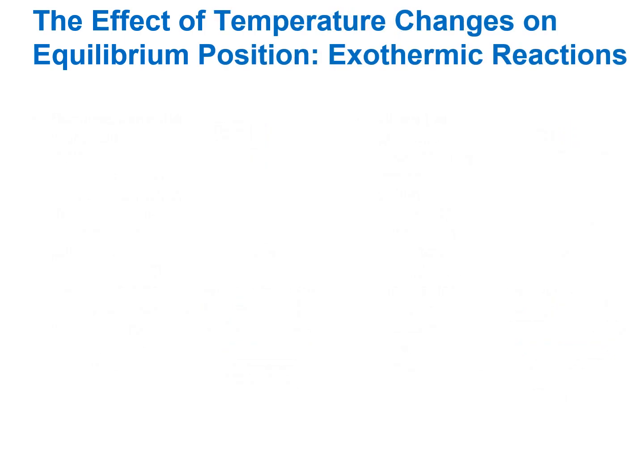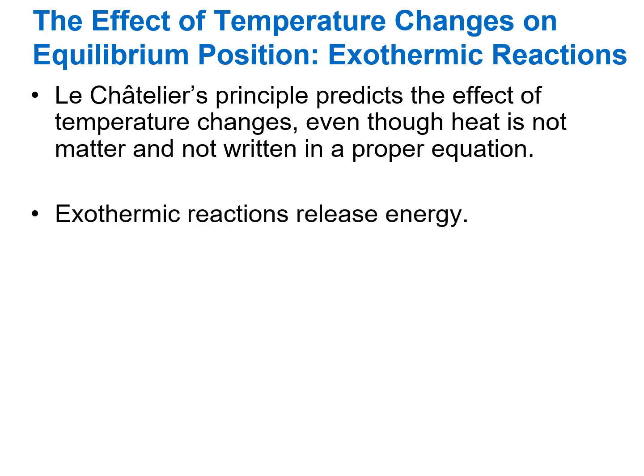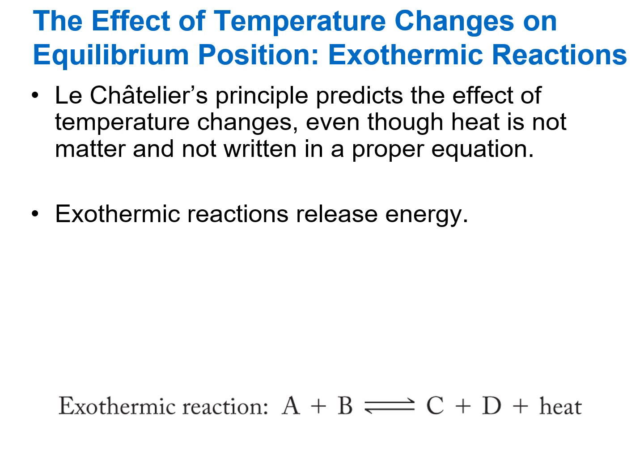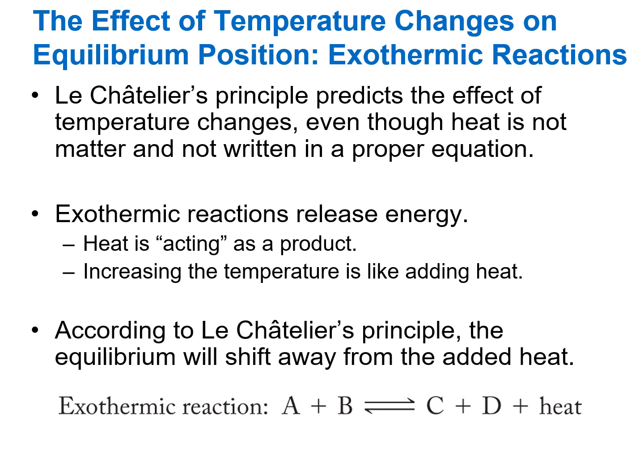Well, we have another variable we could consider, and that would be temperature. And Le Chatelier's principle does ring in on this as well. In this scenario, it looks at heat, in an exothermic reaction, as part of the products. It's not really a product, but that's where it gets written in an equation. So we can think of an exothermic reaction, it's one that releases heat, and because of that, we could think of the heat as part of the products. And we would say that heat is acting as a product, and that increasing the temperature is very much like adding heat to the equation. And according to Le Chatelier's principle, the equilibrium in this scenario in an exothermic reaction would actually shift away from the added heat.